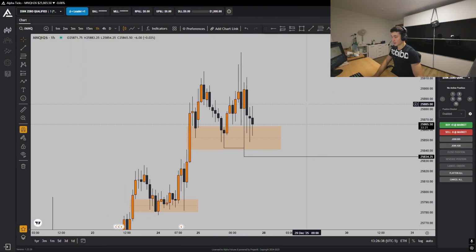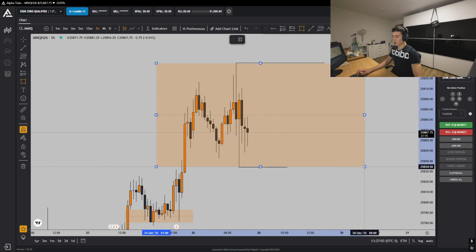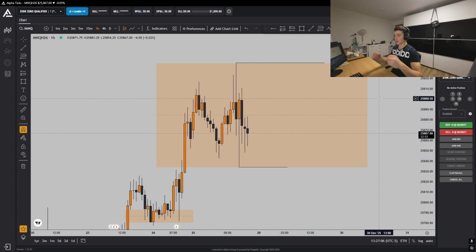Like in this case, this is the 1 hour, we are ranging. What is the external draw right here? It would be this low, also this right here. This is the range that you are working with. You don't want to target range highs and range lows. That's what I wanted to tell you.